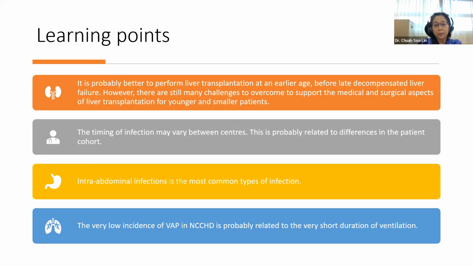The timing of infections, you can see from Japan to ours and the Western countries, varies from center to center. This is probably related to the patient cohort and also the management. Intra-abdominal infections, in general, are still reported as the most common type of infection. Other than that, notice that there is a very low incidence of VAP or pneumonia. This is probably related to their very short duration of mechanical ventilation.